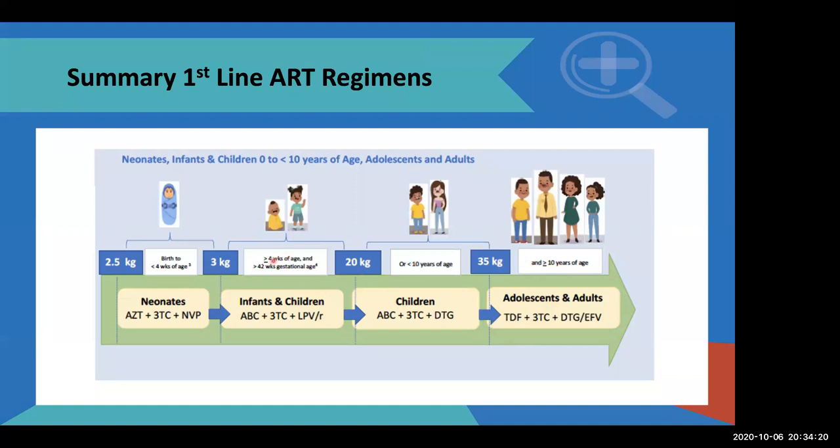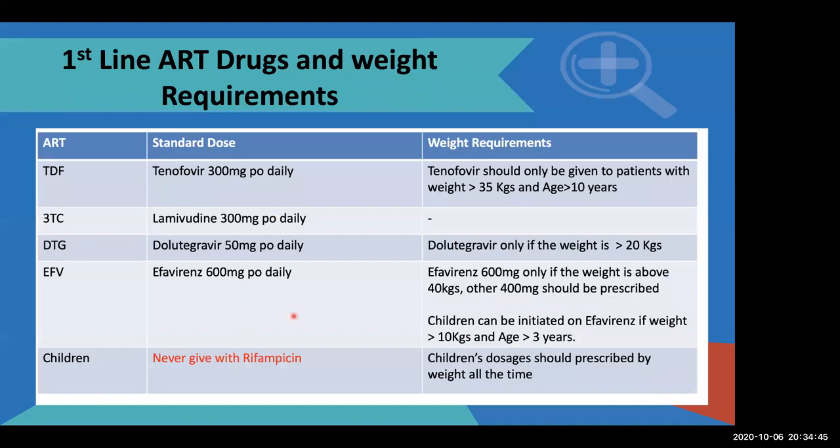Just note that for this age group here, efavirenz can still be used, but the child must be more than 3 years of age and the weight more than 10 kg. So efavirenz is still an option for this group here. And most children will probably get this regimen here. So this is what we call the standard first-line regimen for pediatrics, right?